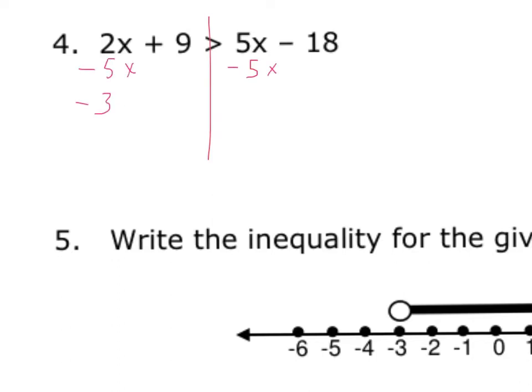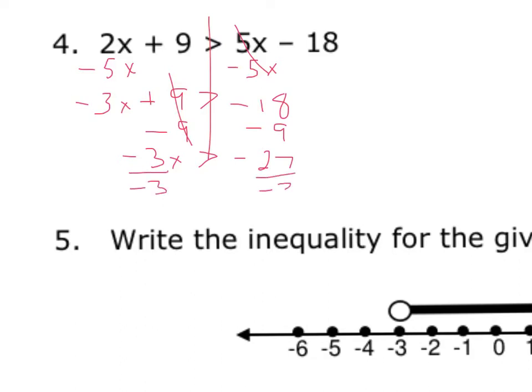Gives me negative 3x plus 9 is greater than negative 18, because those cancel. We will then move the numbers away from the x so we can isolate the x. So we add a negative 9 to both sides. Get negative 3x is greater than negative 27. And I will divide by a negative 3. And here we are dividing by a negative number again. So we need to reverse that symbol. So we get x is less than, and then negative 27 divided by negative 3 is a positive 9.